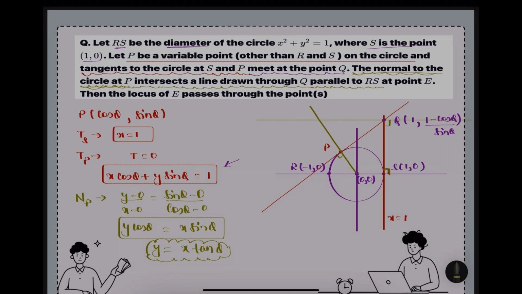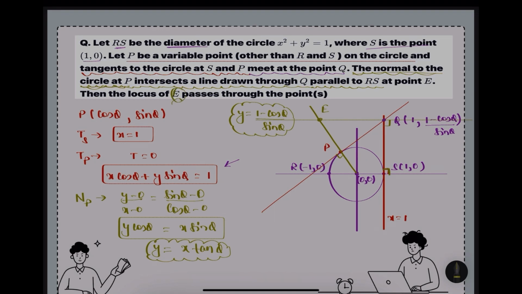Don't you think that if it is parallel to this line, again it will be perpendicular, right? And here the y coordinate will remain the same. So y equal to this would be what? 1 minus cos theta upon sin theta, right? It intersects the line through Q parallel to RS at E. So this is point E, and you have to find out the locus of E only.